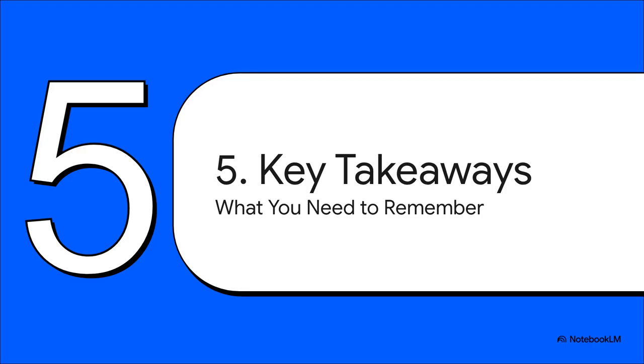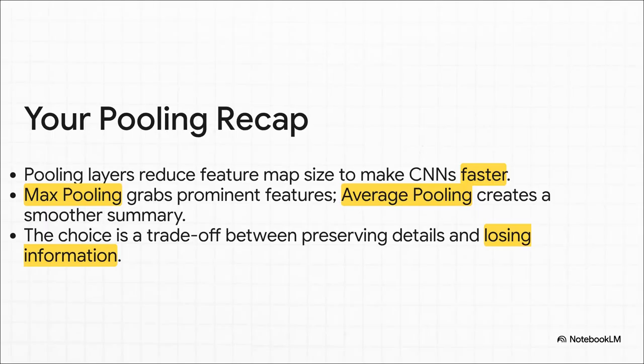All right, we've covered a lot of ground, so let's boil it all down. What are the key things you absolutely need to remember? Okay, 3 main takeaways for you. Number 1, pooling's main job is to shrink stuff down. It makes networks faster, more efficient, and helps them avoid just memorizing things. Number 2, the type of pooling you pick is a big deal. Max pooling is for finding the sharpest features, while average pooling gives you a smoother overview. And number 3, it's always a trade-off. You're giving up some detail to gain efficiency and generalization.